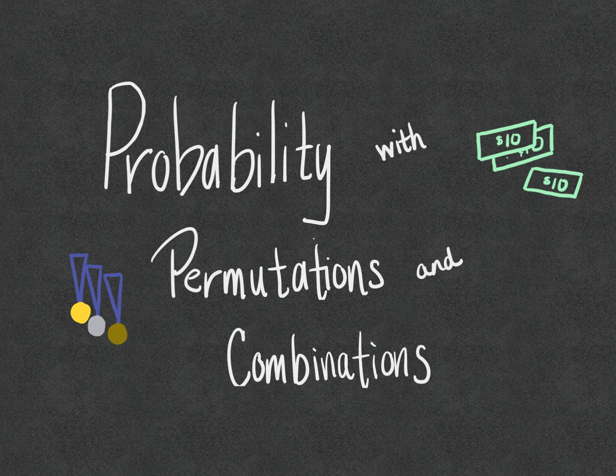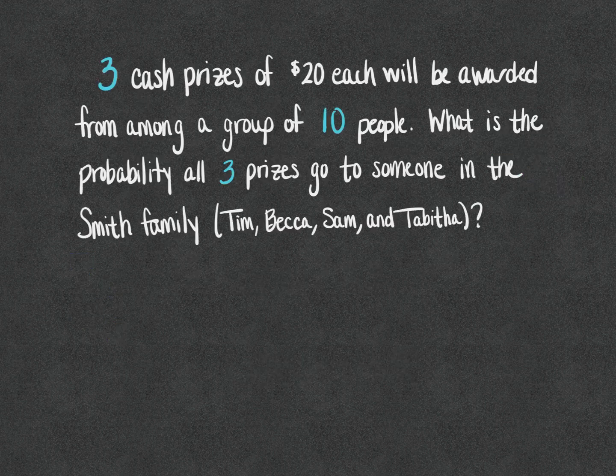It's just that in some instances we need to use permutations and combinations to calculate the total number of possible outcomes. So let's take a look at our first example.